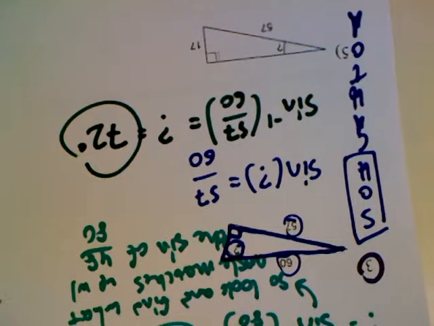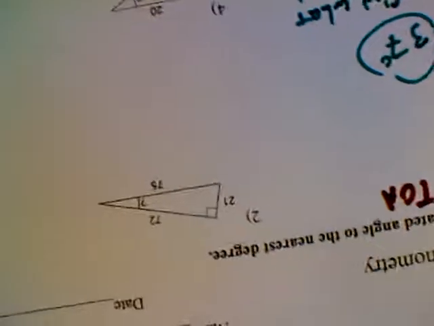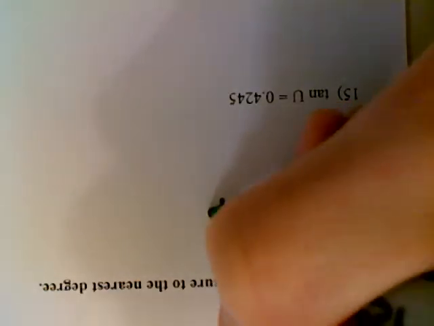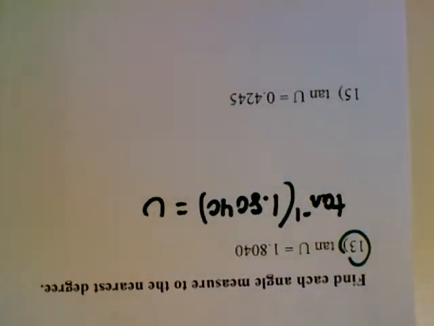Now this works with cosine, and it works with tangent. If you look at the second page here, and you look at some of the ones on the back, you can see that they ask you to do it with a tangent. You can do it with a cosine as well. Just to show you quickly here for 13, if you wanted to set this up and solve the angle measure, you would have to use the inverse tan of 1.8040, and that would equal that angle U that it asks us to find.